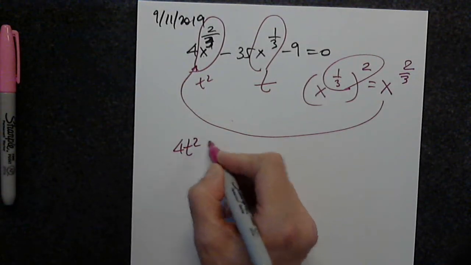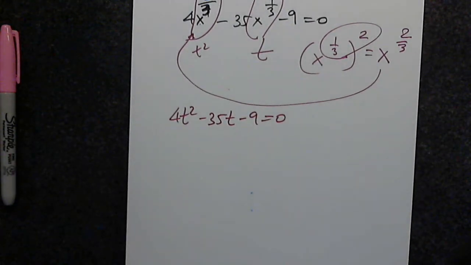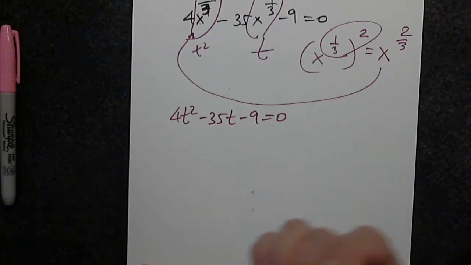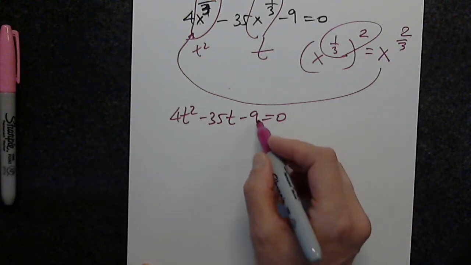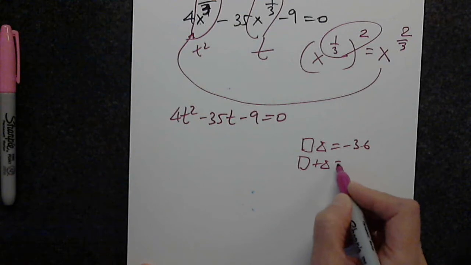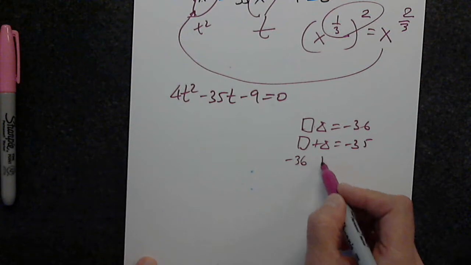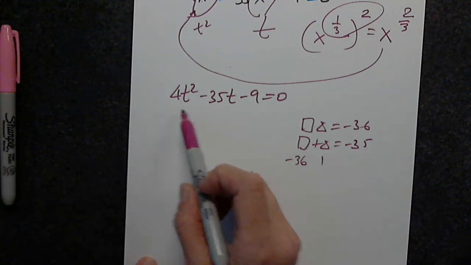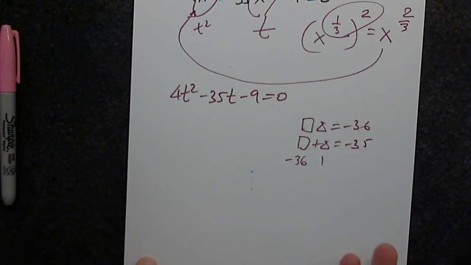So then the equation becomes 4t squared minus 35t minus 9 equals 0. This particular situation is not difficult to factor. However, remember you have to go through all the steps, and obviously the leading coefficient is not 1. So 4 times negative 9 is negative 36. The product is negative 36 and the sum is negative 35, so it's negative 36 and positive 1. But you don't have to do this. You can just use the quadratic formula, whatever you like to do.